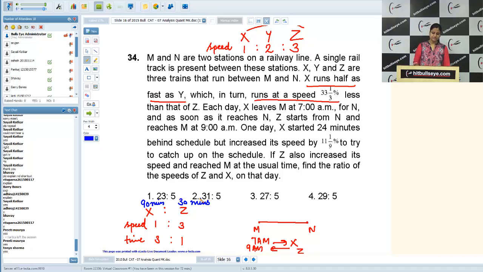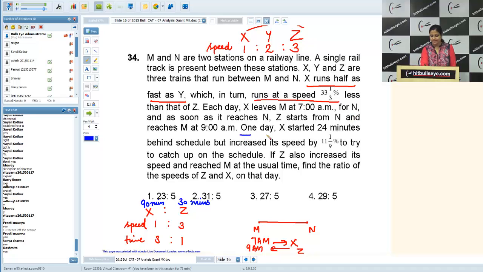So usually, what is the story? X starts at 7 a.m. This train takes 90 minutes to reach N, and after reaching N, Z starts from N towards M, and it reaches M at 9 a.m., taking 30 minutes. That is the whole story we have concluded from the statement.